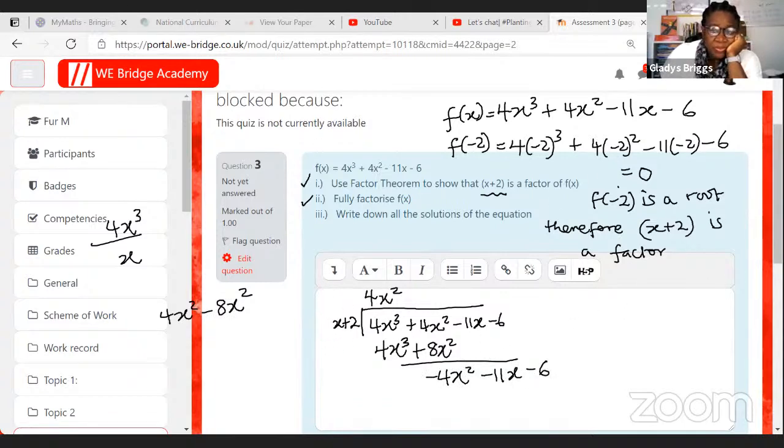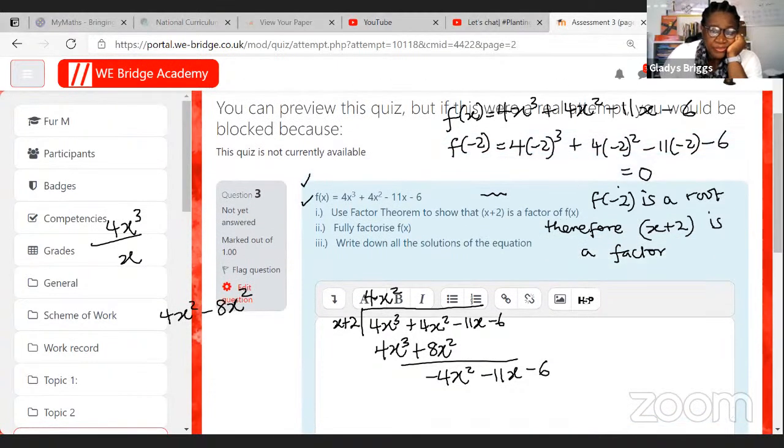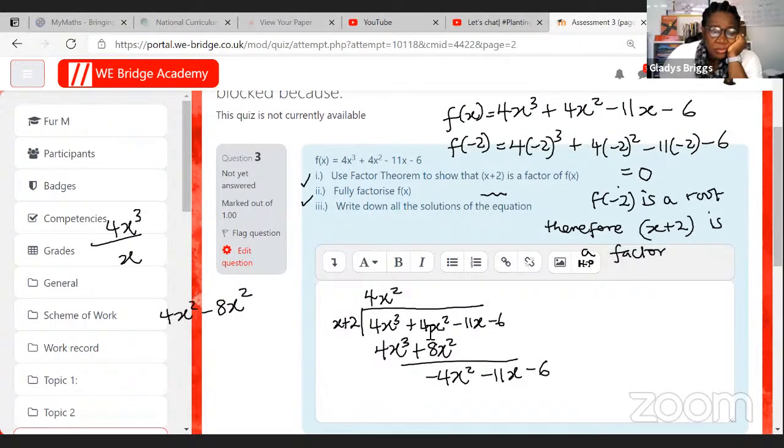Okay. Once you got that one, you need to start the algorithm again. Negative 4x squared divided by x is going to give you minus 4x. Minus 4x times x is minus 4x squared. Minus 4x times 2 is minus 8x. And you bring that down, that's going to give you what? Minus 11 plus 8.